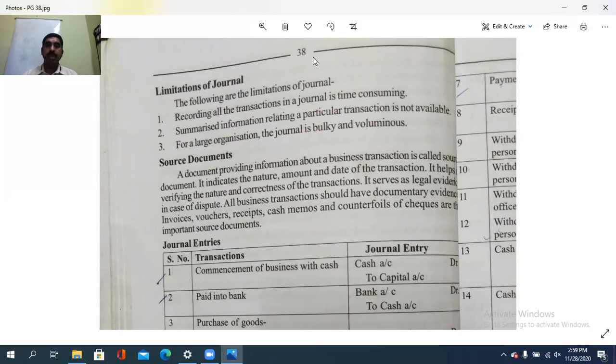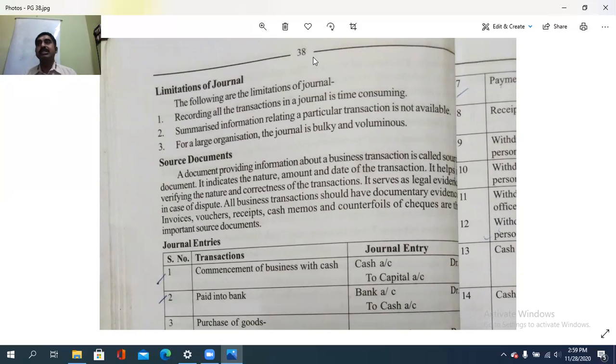And also, for a large organization, the journal is bulky and voluminous. For a big organization, too many things need to be prepared. So that is the case. There are the merits and demerits with regard to the preparation of journal.